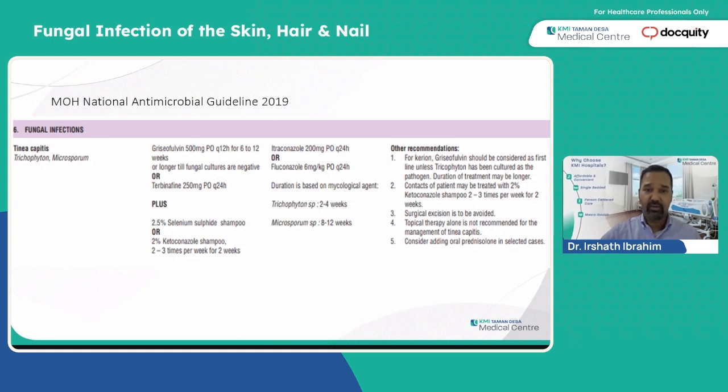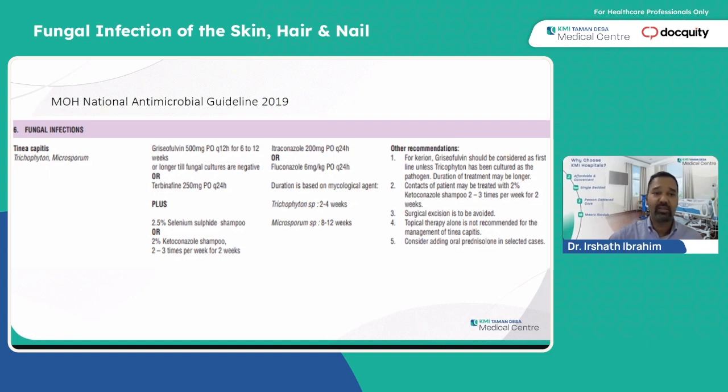For kerion, griseofulvin should be considered first line, unless Trichophyton has been cultured. Surgical excision is to be avoided. Topical therapy alone is not recommended. And consider adding oral prednisolone to reduce inflammation in selected cases.